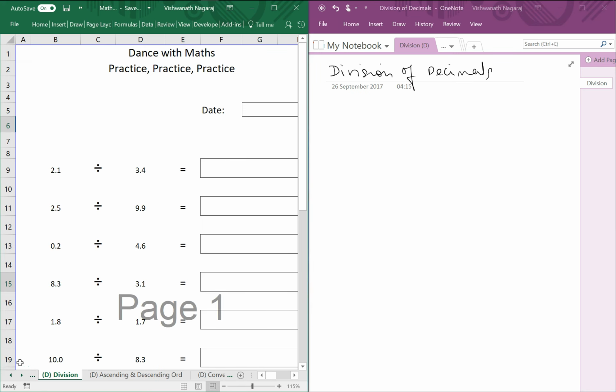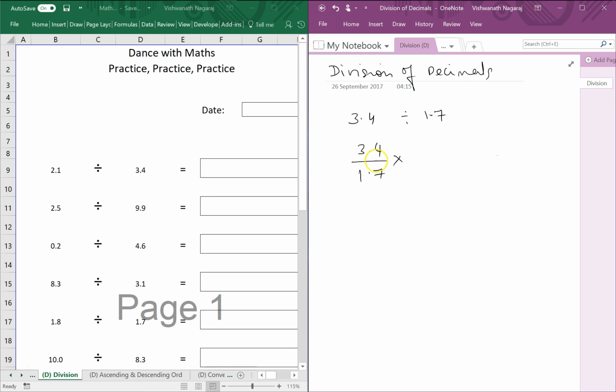Division of decimals. 3.4 divided by 1.7. Let's write it in this manner. One way of simplifying this whole thing is by making sure that the decimal point disappears. So how do we make it disappear?